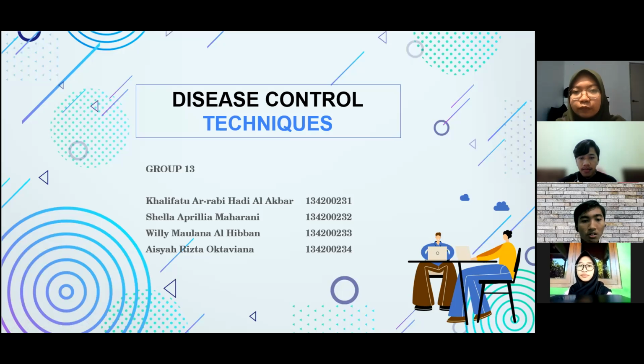The members of group 13 are Khalifatu Ar-rabbi Hadi Al-Akbar, Shella Aprillia Maharani, Willy Maulana Hibban, and Aisyah Rizta Oktaviana. On this occasion, we will present about disease control techniques.